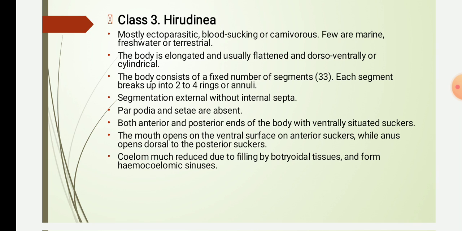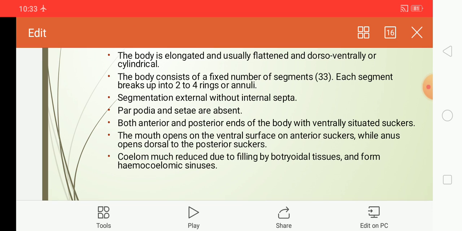Okay, the body is elongated, usually dorsoventrally flattened and cylindrical. The body consists of a definite number of segments, that is 33. And each segment breaks up into 2 to 4 rings or annuli. Then parapodia and setae are absent in the class Hirudinea. Both the anterior and the posterior ends of the body have ventrally situated suckers.